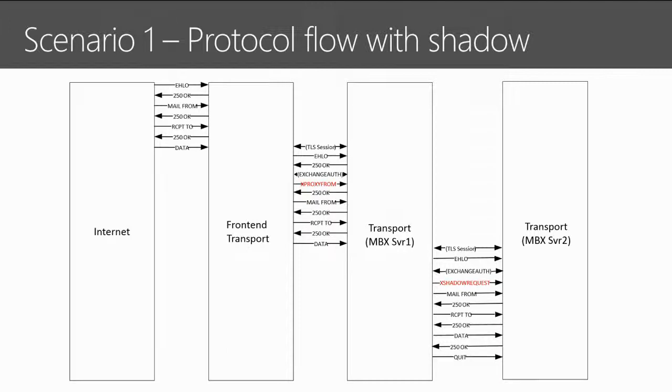You can see the shadow request parameter that we use. And then finally, that shadow server, once it says, yes, I've received it, thank you very much, we will close the connection with the original sender. So this is truly now the end-to-end workflow or protocol flow of a single mail being received by transport.